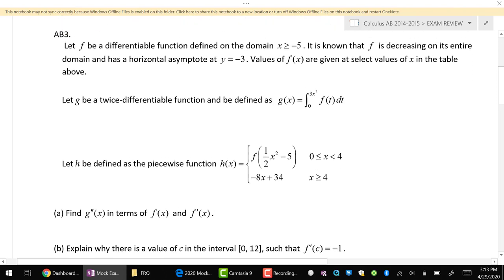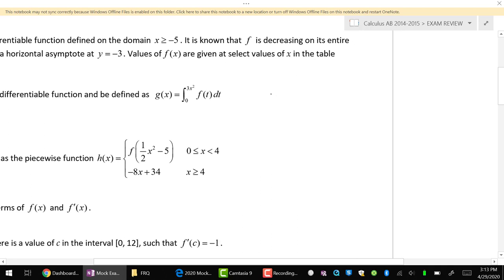Letter A says to find the second derivative of g in terms of f and f prime. So my definition of g is up here. Let's find g prime. I'm going to use the second fundamental theorem of calculus. We're going to take that upper bound and plug it in to wherever we see an input variable within the integral itself, in the integrand. So rather than f of t, it's going to become f of 3x squared. But remember that we also have to multiply by the derivative of that upper bound. That's a chain rule step. The derivative of my upper bound is going to be 6x. So I need to multiply that by 6 times x to get the first derivative of g.